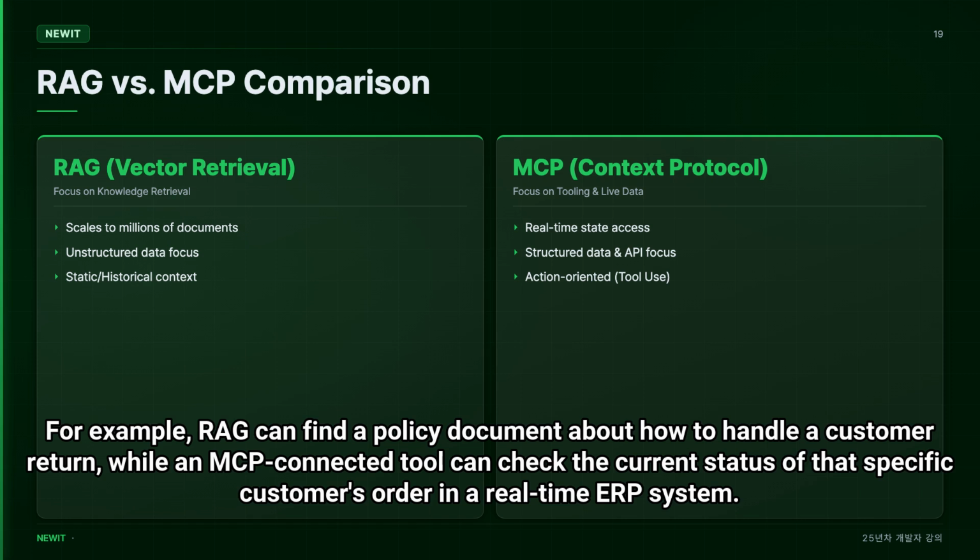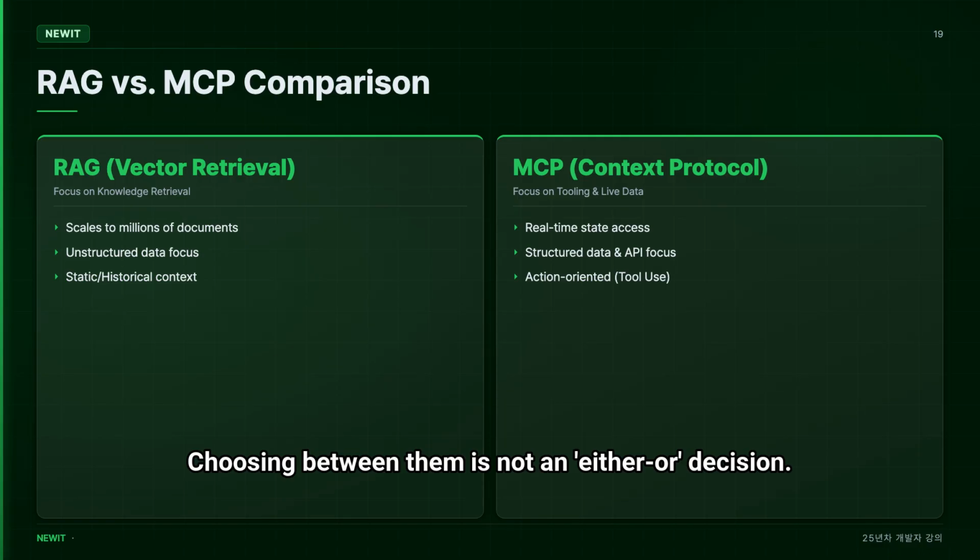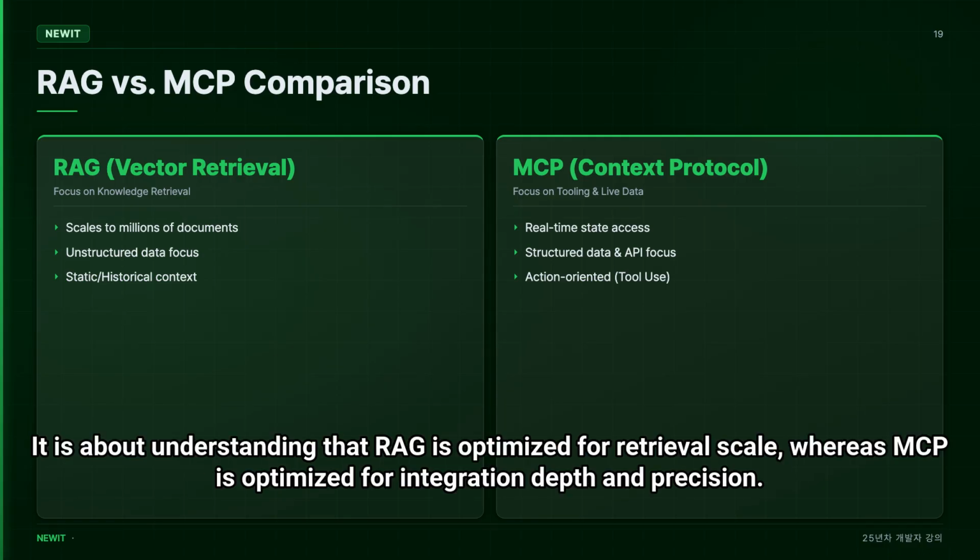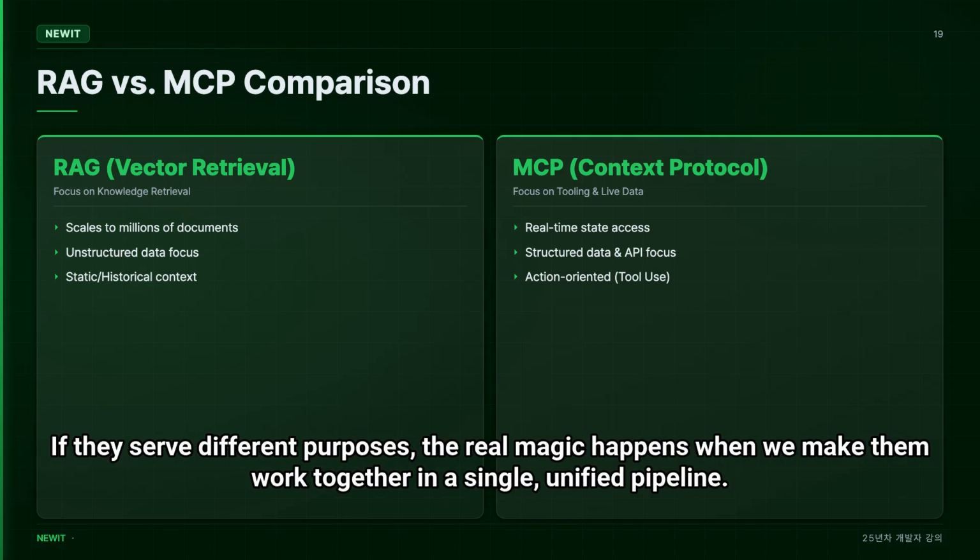For example, RAG can find a policy document about how to handle a customer return, while an MCP-connected tool can check the current status of that specific customer's order in a real-time ERP system. Choosing between them is not an either-or decision. It is about understanding that RAG is optimized for retrieval scale, whereas MCP is optimized for integration depth and precision. If they serve different purposes, the real magic happens when we make them work together in a single, unified pipeline.